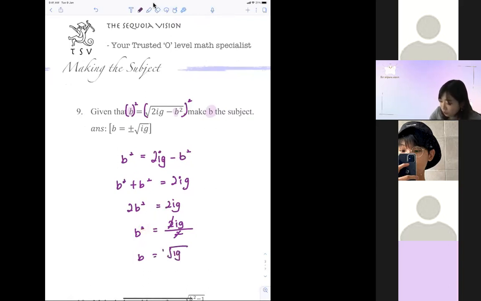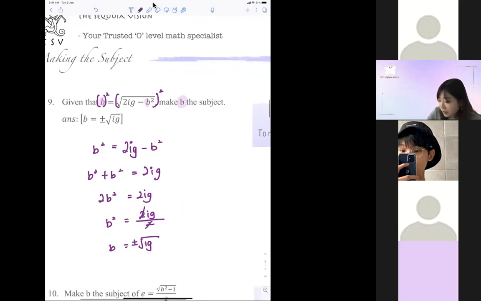Okay, every time you square root, you must put plus minus. So when to put plus minus? Okay, it's when you do square root or you do root 4, root 6, and so on. As long as the root number is even, you need to put plus minus. If the root number is odd, cube, 5, 7, don't have to put plus minus.